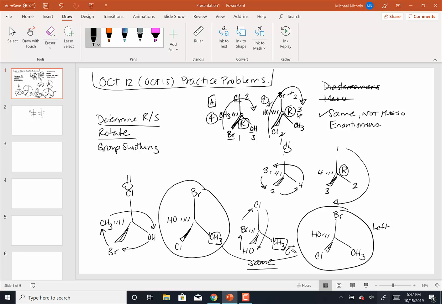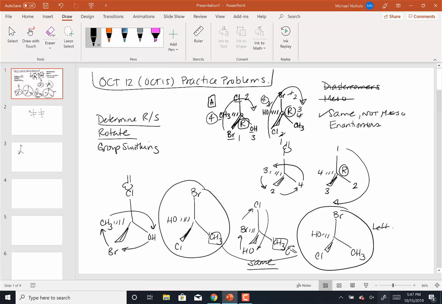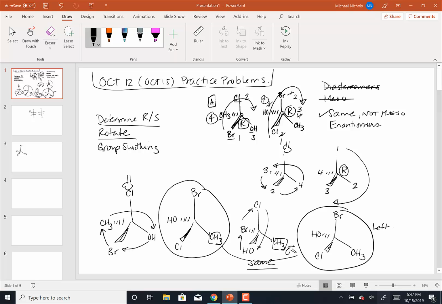Let me rewrite these two molecules again. So let me take the Br, OH, Cl, and CH3. So this is the original left or the original right-handed molecule. And let me take this molecule right here, this one that I had done a transformation on. So chlorine, bromine, OH, and CH3.